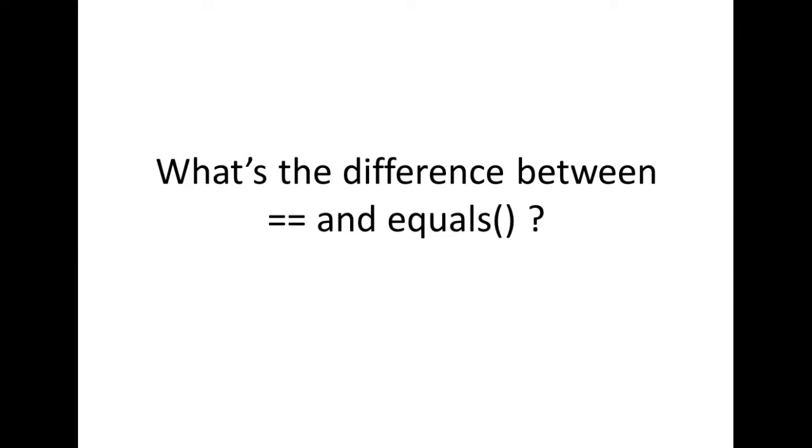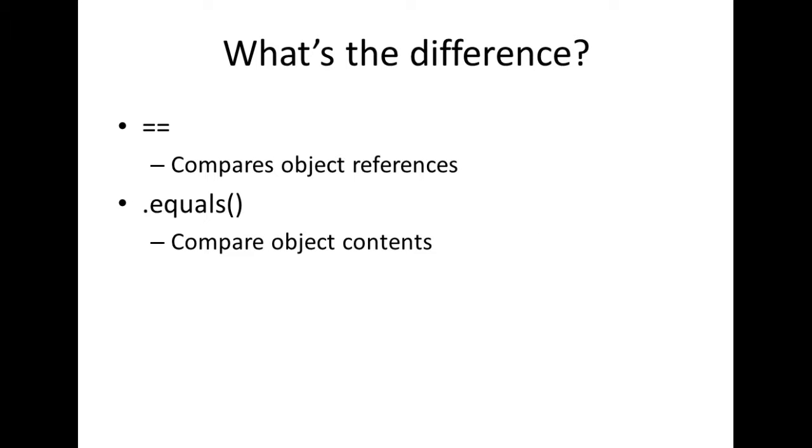I got another interview question for you. What's the difference between the double equals operator and the equals method? Alright, so when we're working with the double equals operator, we're comparing object references. Whereas when we're working with the equals method, we're trying to compare the content of objects.